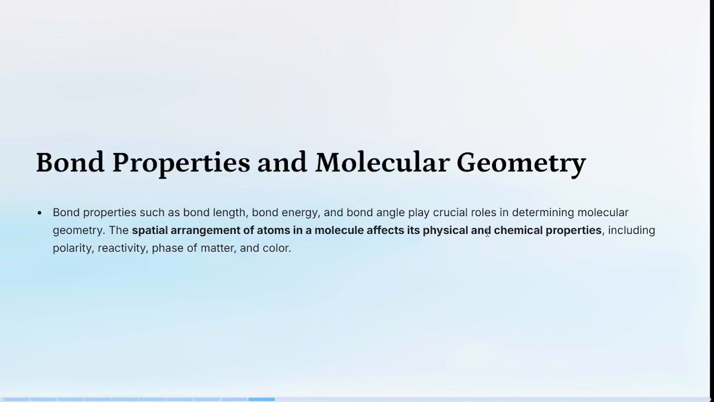The spatial arrangement of atoms in a molecule affects the physical and chemical properties. So we're talking about the molecular geometry. This molecular geometry tends to affect the physical and chemical properties, including their polarity, their reactivity, phases of matter, as well as color.